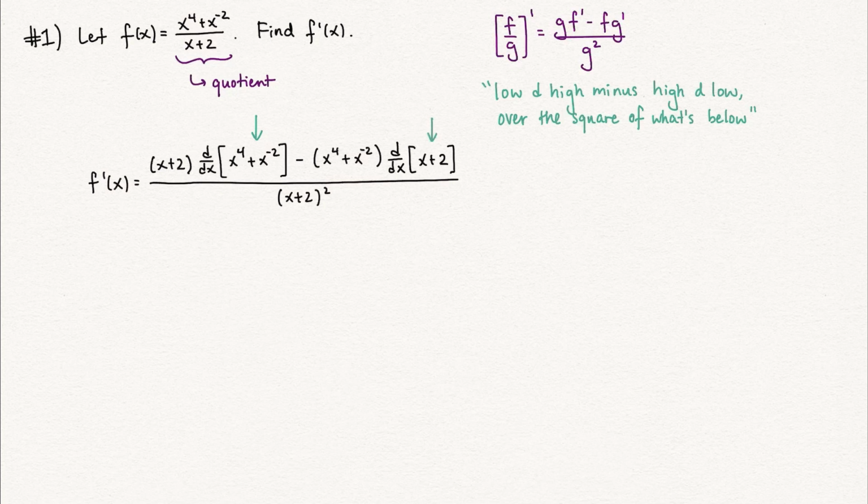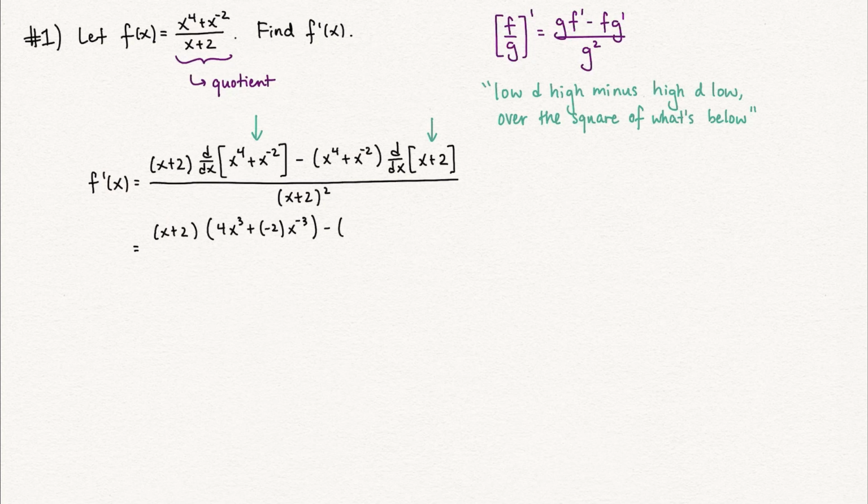But both of these can be evaluated using the sum rule, which says that we can distribute a derivative into a sum, and then followed by power rules. Okay, so let's go ahead and do that. We get x plus 2 times the derivative of x to the fourth is 4x cubed, and then plus the derivative of x to the negative 2 will be negative 2 times x to the negative 3.